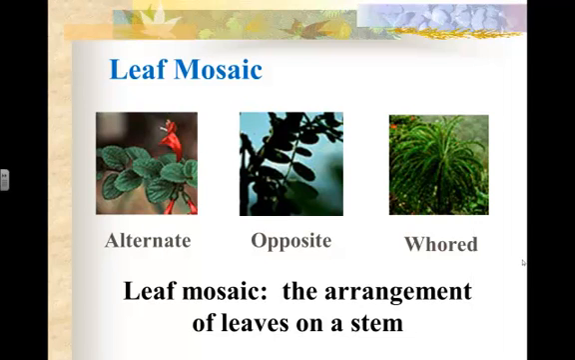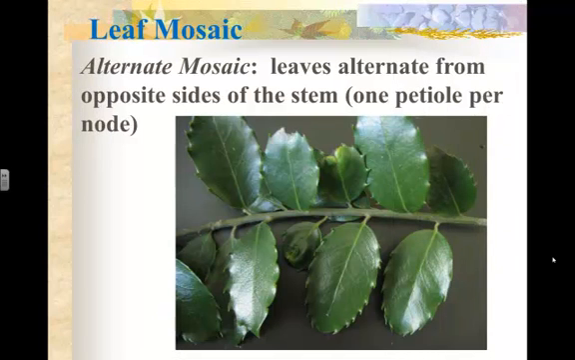Now the mosaic. You need to know that the leaf mosaic is how the leaves are arranged on a stem. And there's three different types. Be able to list them and know the difference. There's alternate leaf mosaic, opposite leaf mosaic, and whorled leaf mosaic. And let's look at the difference and what they look like. Right here you see the pattern.